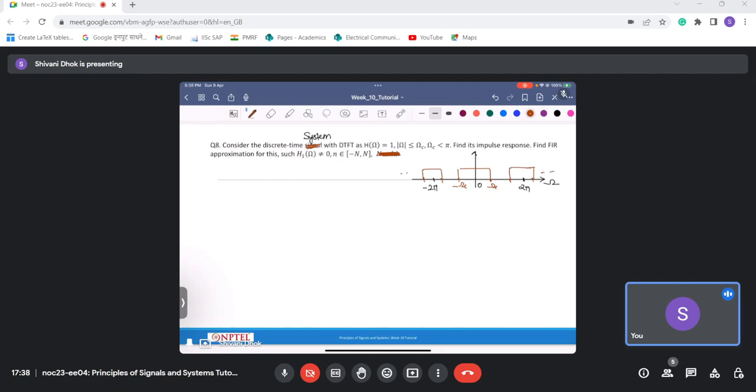And so on it will repeat, and somewhere here we have minus pi and plus pi. Okay. And this is basically my H of omega, and I need to find what is h[n]. So this h[n] is basically 1 by 2 pi integral over an interval of 2 pi H of omega into e power j omega n d omega.